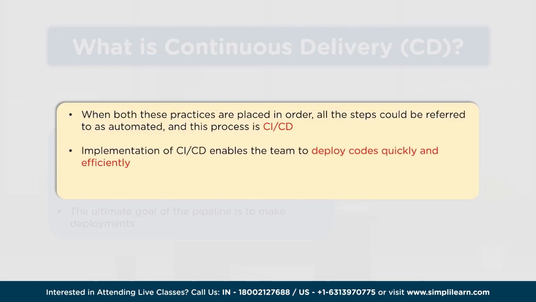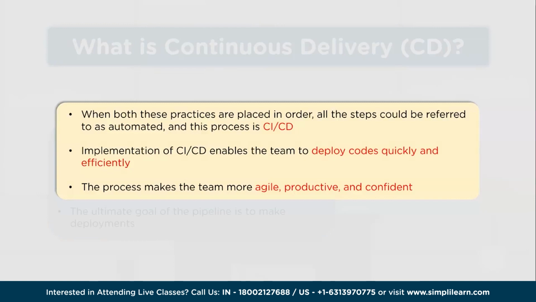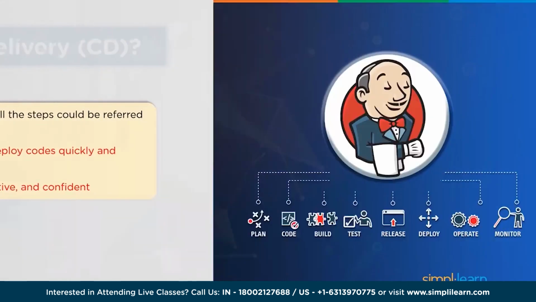The implementation of CI/CD also enables the team to do builds and deploys quite quickly and efficiently, because these things happen automatically, so there are no manual efforts involved and no scope of human error. We have frequently seen that while doing deployments we may miss some binaries, or some mistake can happen, and that is completely removed here. The process makes the teams more agile, productive and confident, because the automation gives a boost to the confidence that things are going to work perfectly fine and there are no issues.